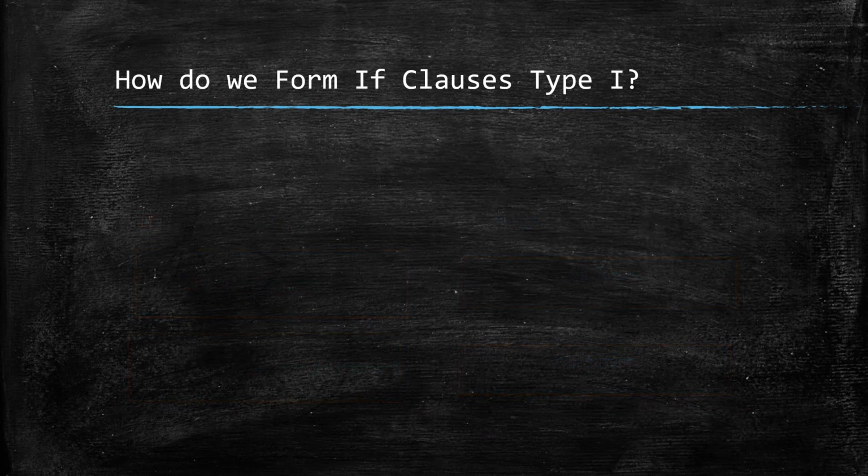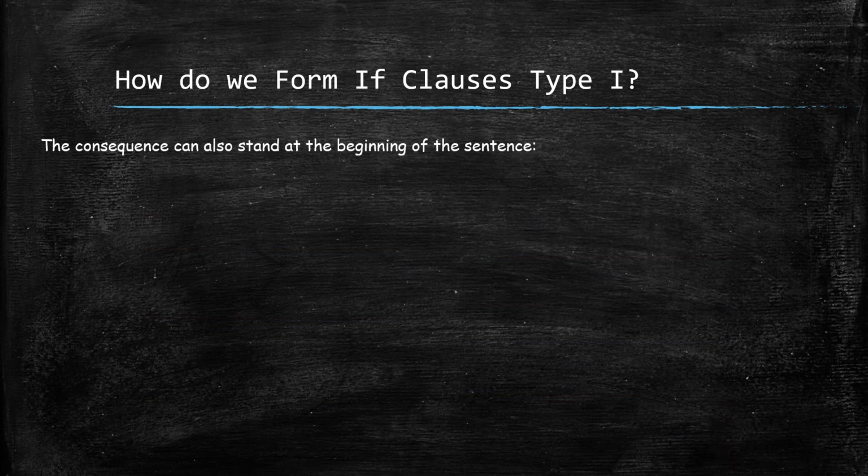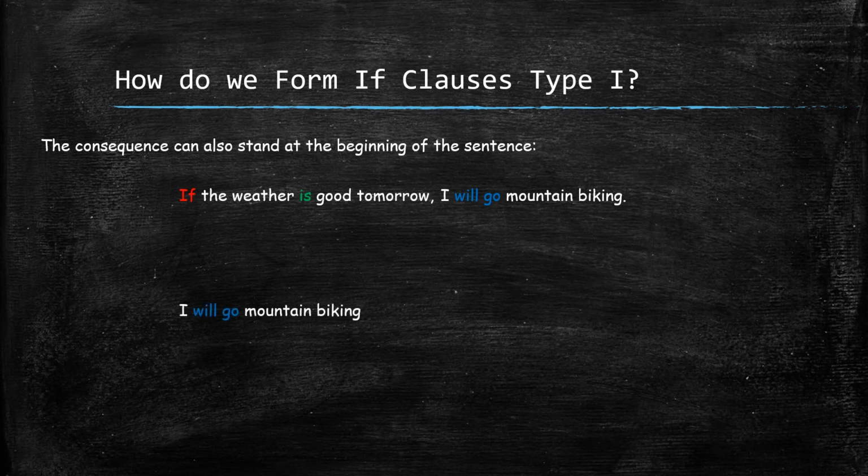One more important thing to note is that the consequence can also stand at the beginning of the sentence. So for our example sentence, if the weather is good tomorrow, I will go mountain biking. That means the sentence, I will go mountain biking if the weather is good tomorrow is perfectly fine. There's just one small difference. We don't need the comma.